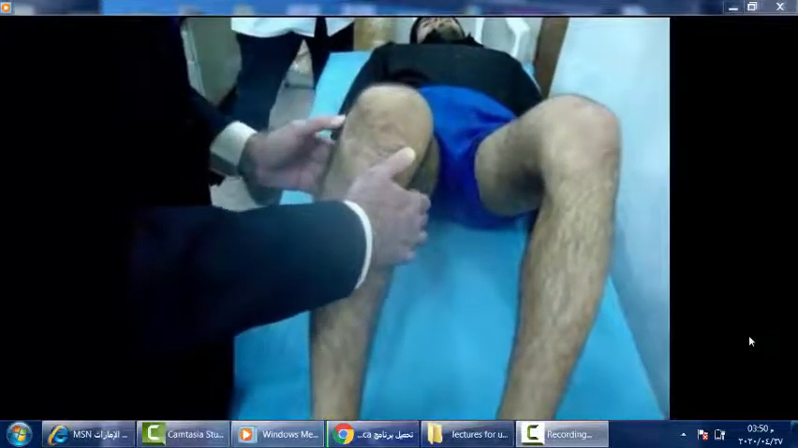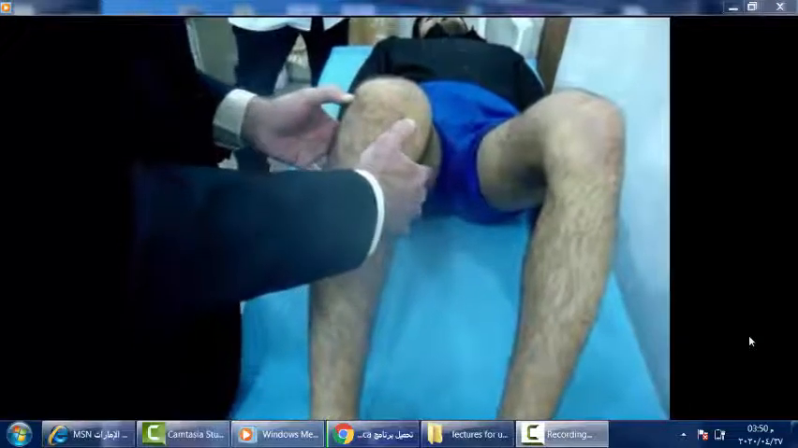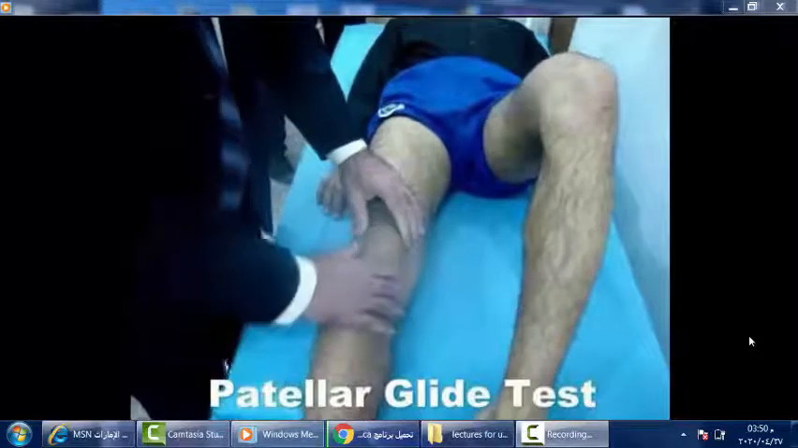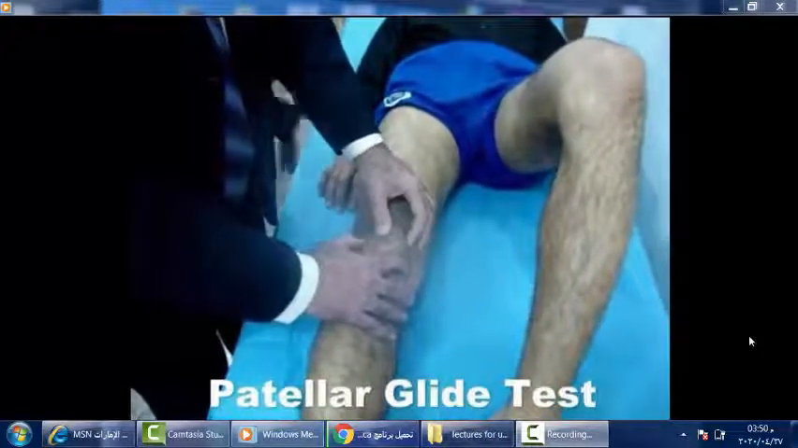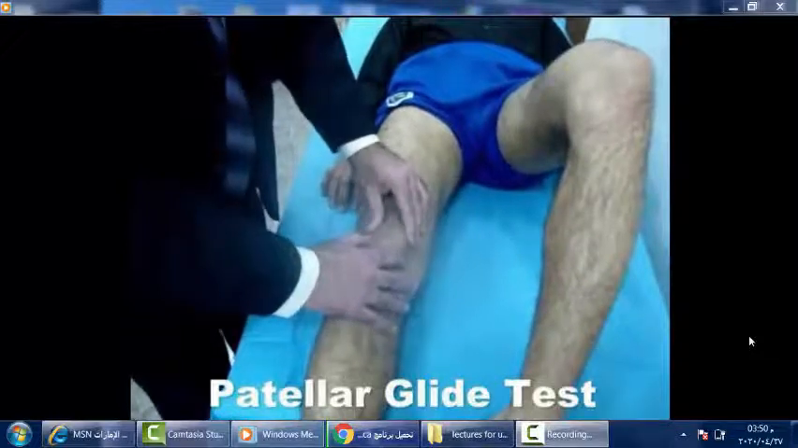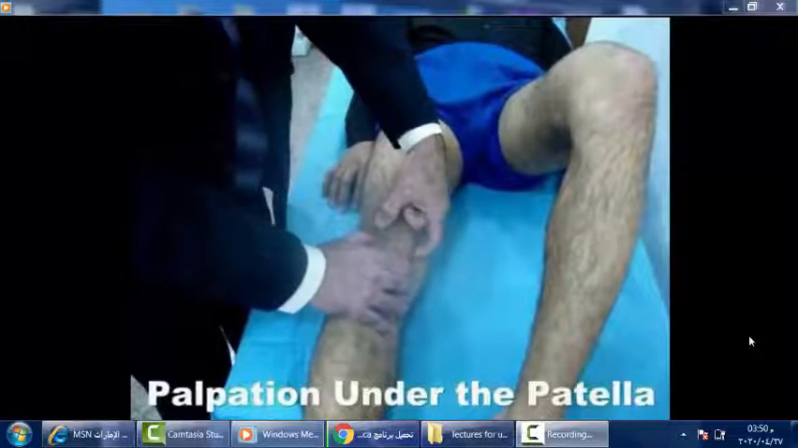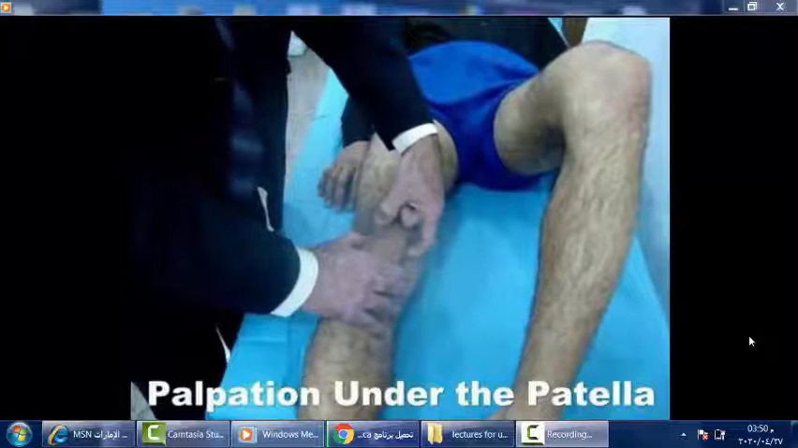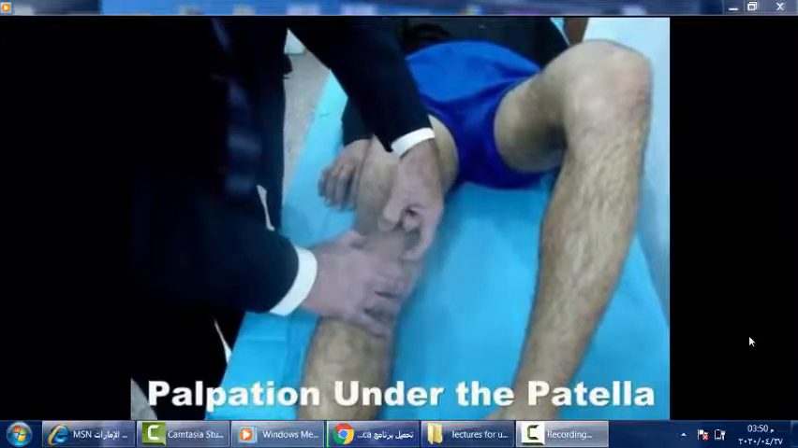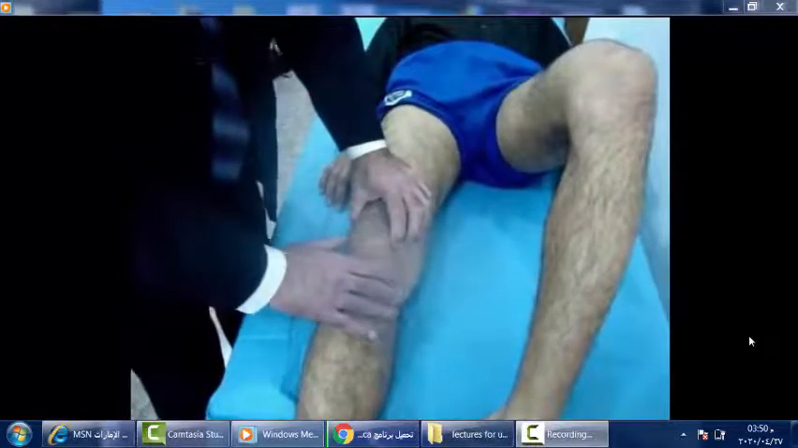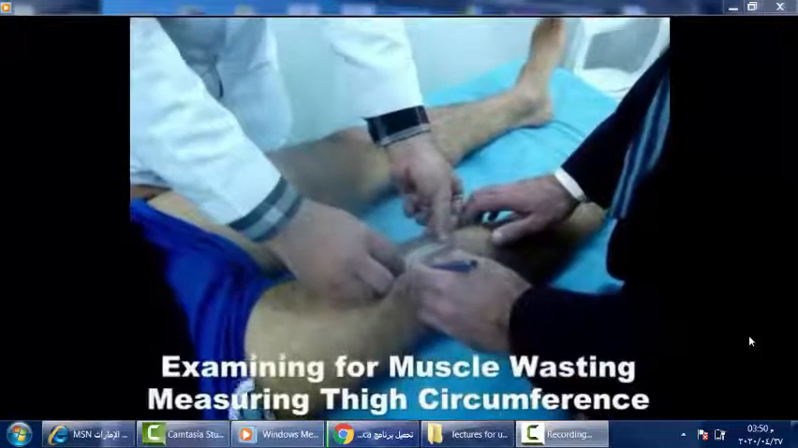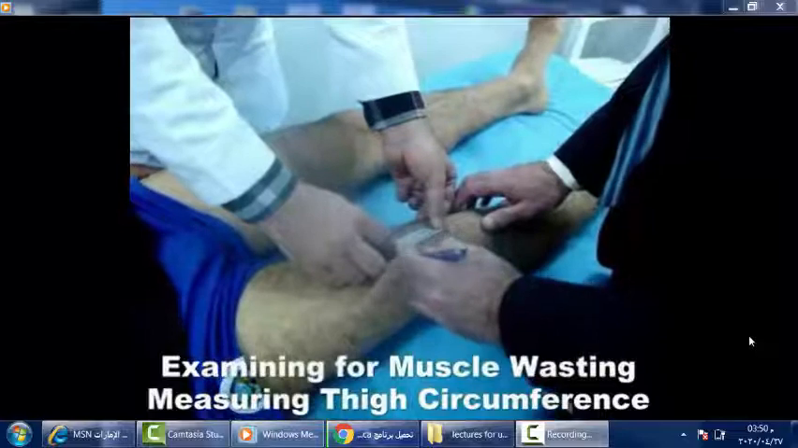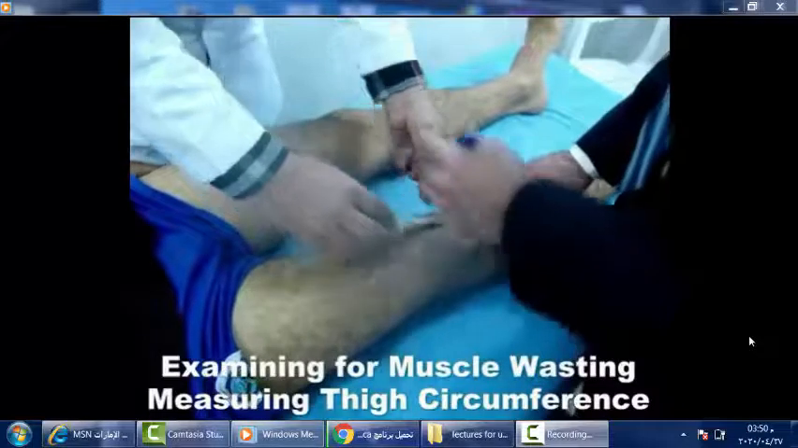You have to palpate also for the bony landmarks, the medial condyle, the femoral condyle and the tibial condyle. You have to palpate the patella for the patellar glide, medial and lateral, up and down. And then you have to feel the undersurface of the patella for chondromalacia patellae, squeezing the patella laterally for the lateral translation. And then you have to measure the muscle wasting.